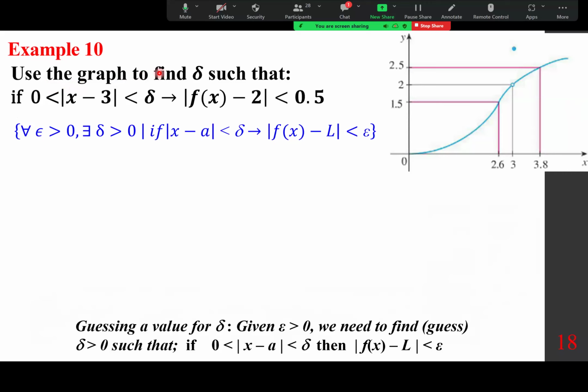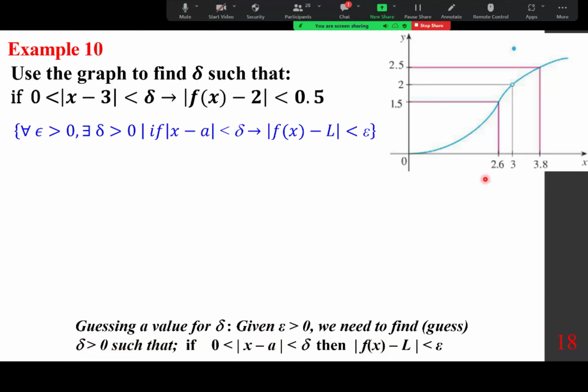Example: use the graph to find delta such that if the absolute value of x minus 3 is between 0 and delta, it results in the absolute value of f of x minus 2 being less than 0.5. And I like to go with this definition that I gave you. That makes it very easy. The concept is this: given any epsilon larger than 0, we need to find or guess delta larger than 0 such that if the absolute value of x minus a is between 0 and delta, then the absolute value of f of x minus L is less than epsilon.